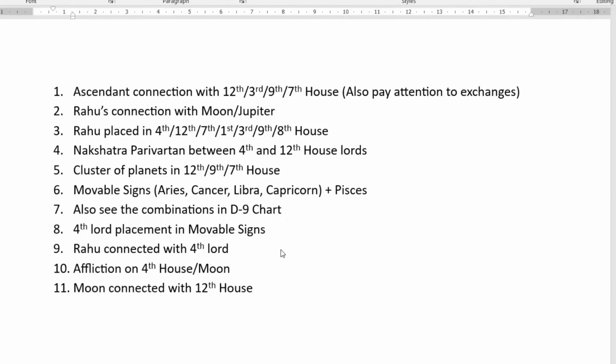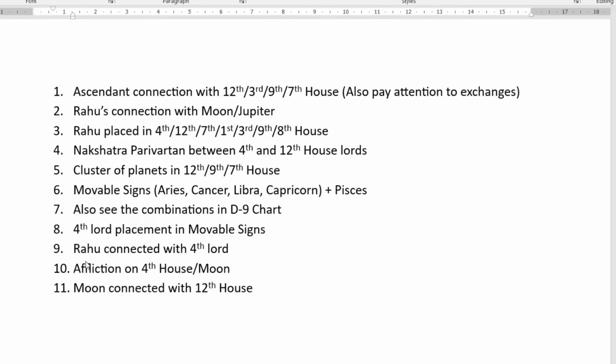Or suppose the 12th lord is conjunct Rahu. That is also one way to look at it. Then, affliction on the fourth house and moon. As we know, the fourth house is very important for any kind of foreign settlement, because it represents our homeland, our home. And the moon is the natural significator of the fourth house. That is why affliction to the moon also supports your travel to a different place and your settlement in a different country.